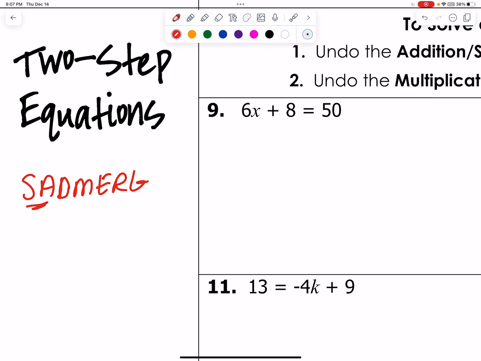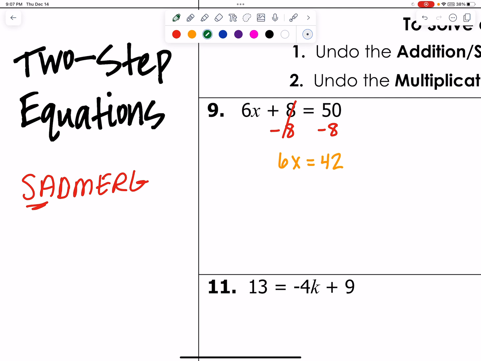Instead of a positive 8, we're going to do -8 to both sides. Remember, we work in layers with algebra. I'm going to cross that out, and now I bring it down. I have 6x equals 50 minus 8, which is 42. Now we're going to move to the next step.